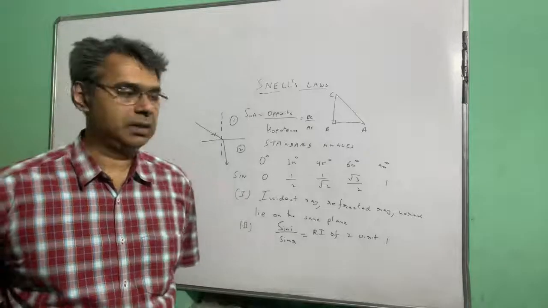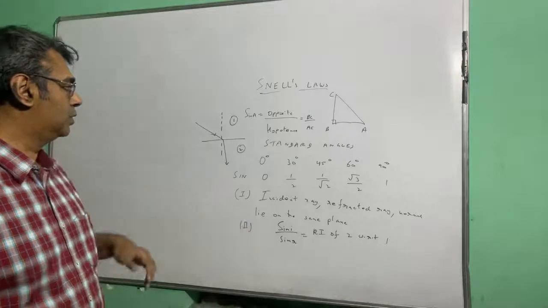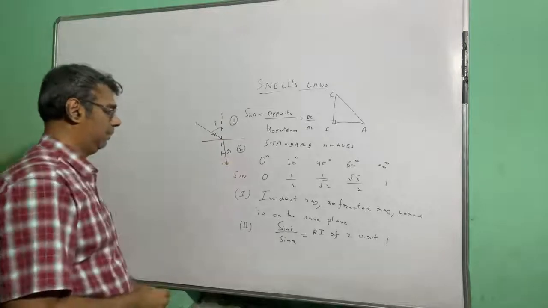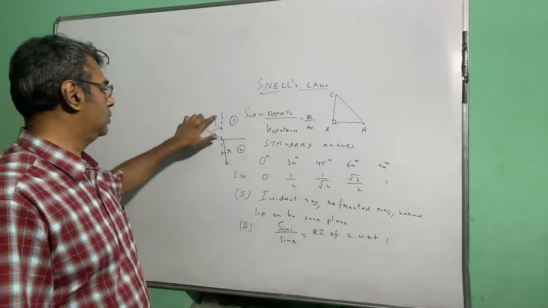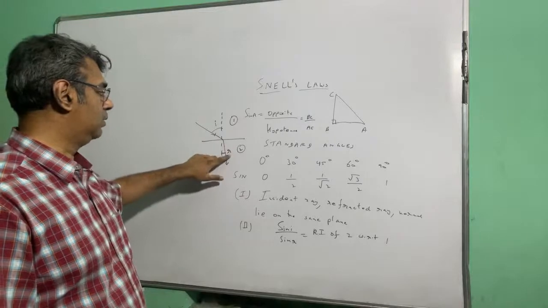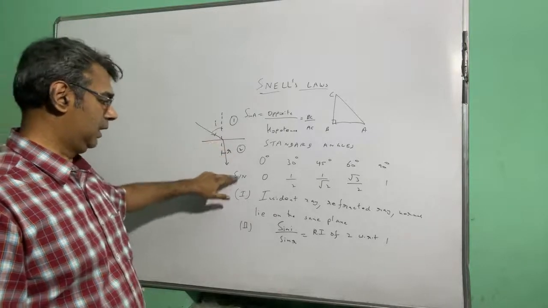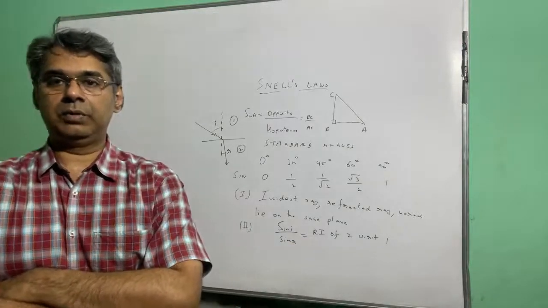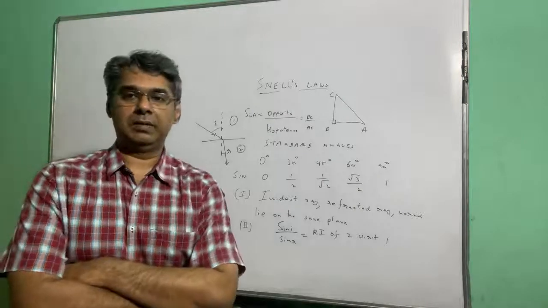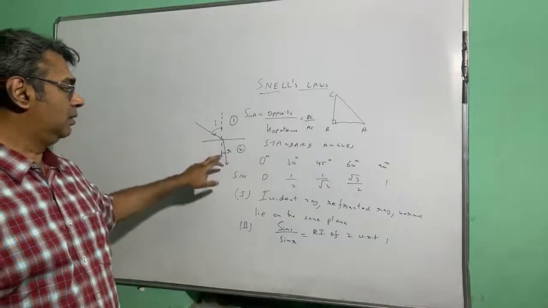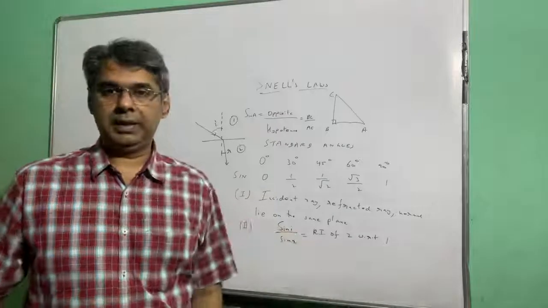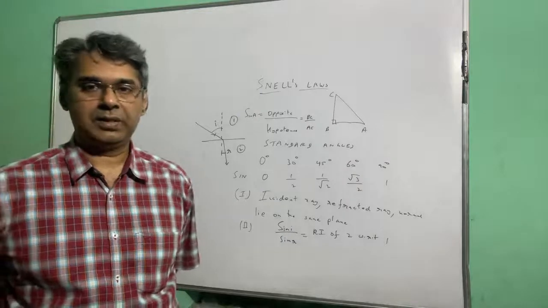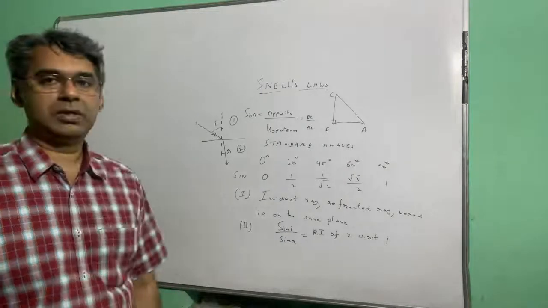Now Snell made a discovery. This is the angle of incidence, this is the angle of refraction. If you do sine of the angle of incidence divided by sine of the angle of refraction, like sin i by sin r, then that will also come out to be the refractive index of medium 2 with respect to medium 1. So this was a discovery made by Snell. So sin i divided by sin r will be the refractive index of medium 2 with respect to medium 1. So this was the second law of Snell. So collectively these two are called Snell's laws.